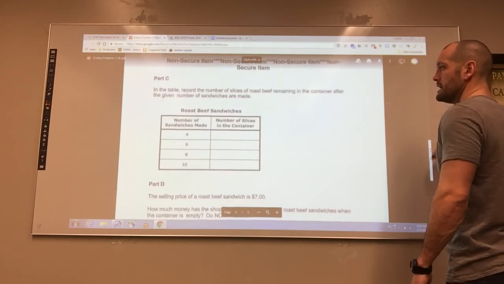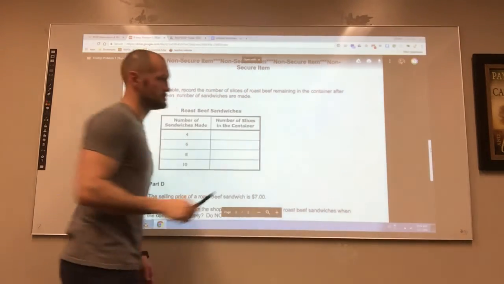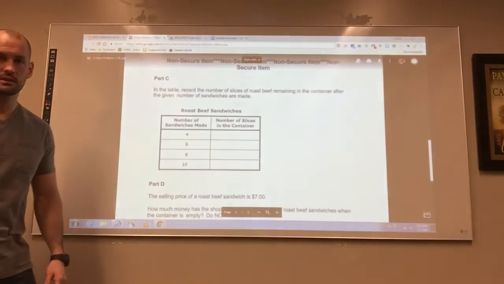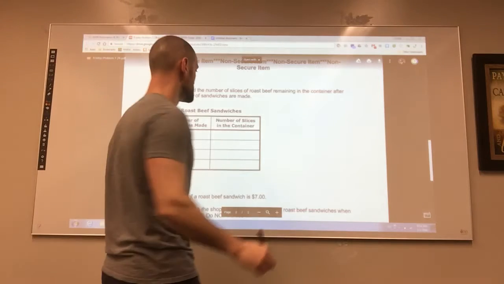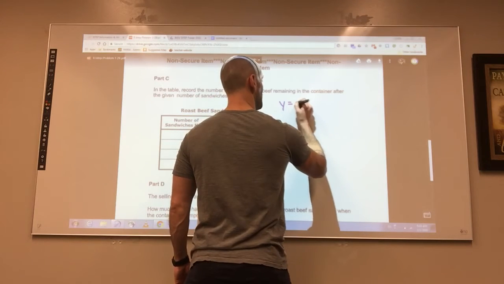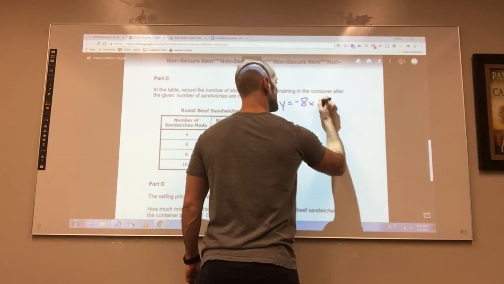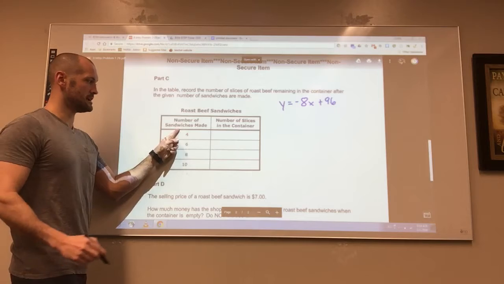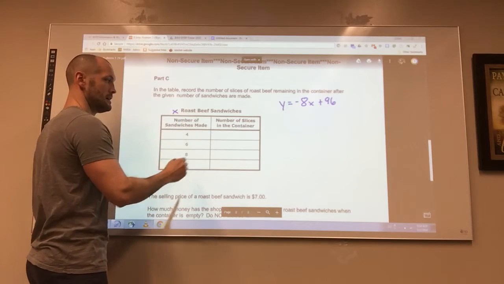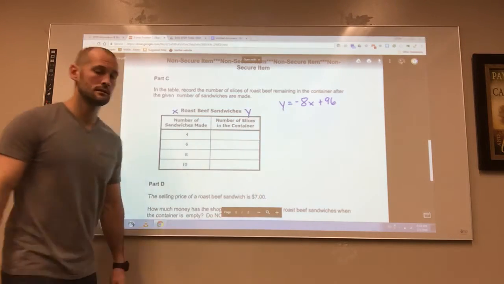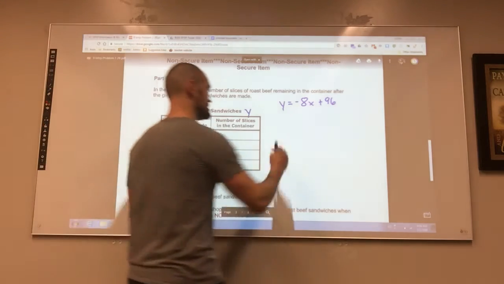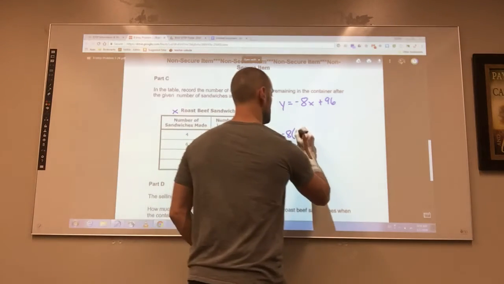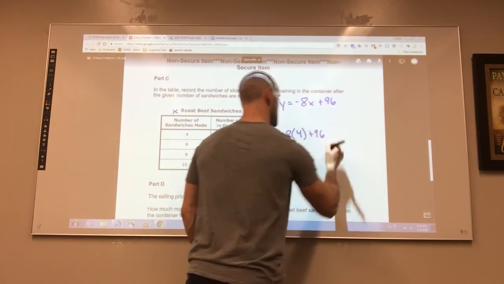Oh, my own table. In the table, record the number of slices of roast beef remaining in the container after the given number of sandwiches are made. There's a lot of ways to do this. But I'm going to use the mathematical approach. I already stated that y is found by taking -8 times x and then adding 96, right? That was our equation. Number of sandwiches made, do you remember this is representing the x? Slices left, that's representing the y. So to find these answers, I'm essentially taking y equals -8 times my x value, 4, plus 96.